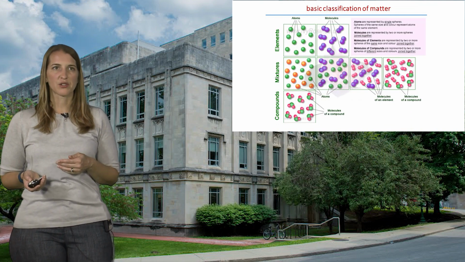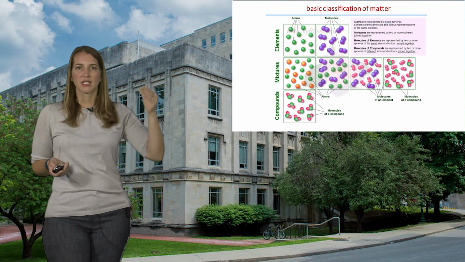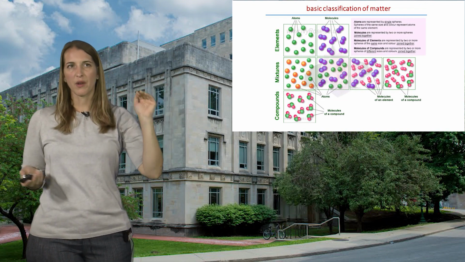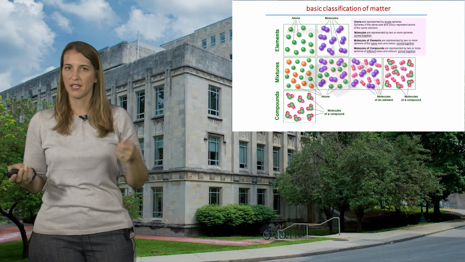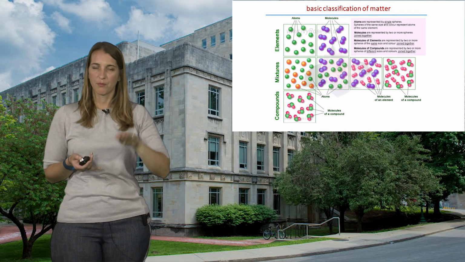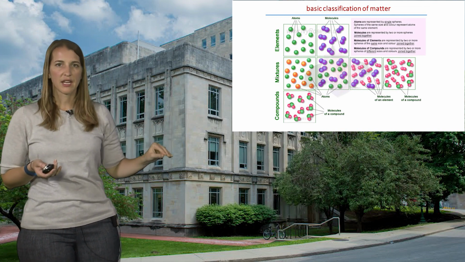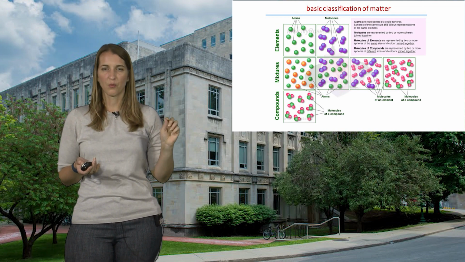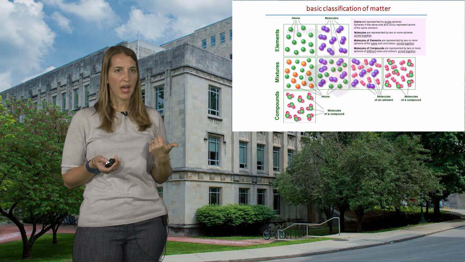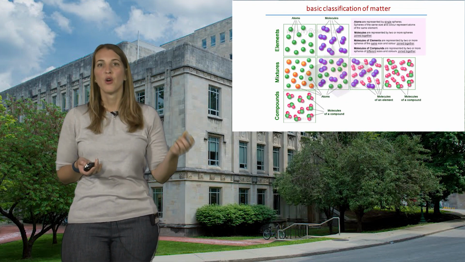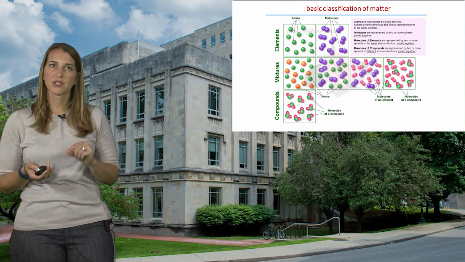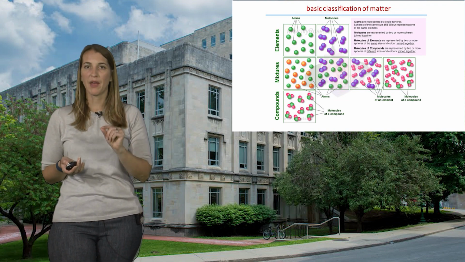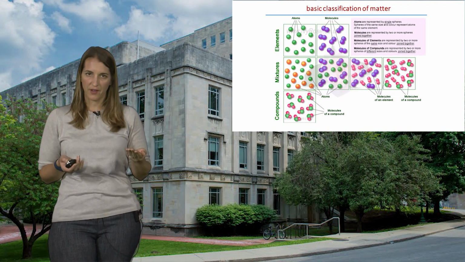Let's just look at some pictures here as well. You can see the top one. There are 2 different ways to represent elements. Like we said, elements would be pure substances. They're just one thing from the periodic table. It could be their atom, so it's just singular atoms, or molecules. And notice that the molecules here are both purple. They're the same element, and that would be a molecule of an element.